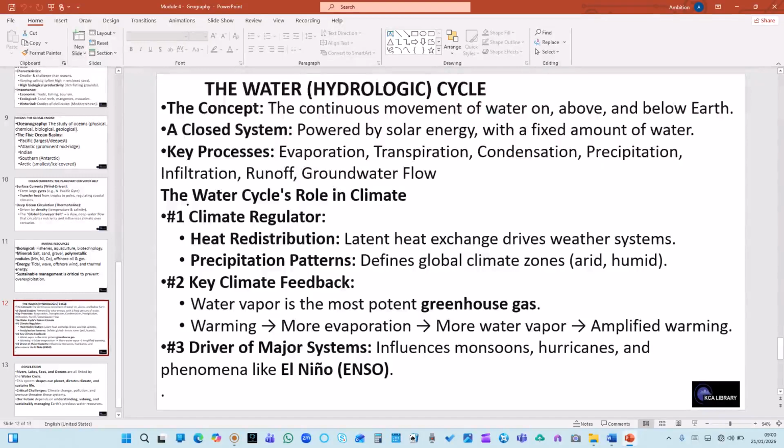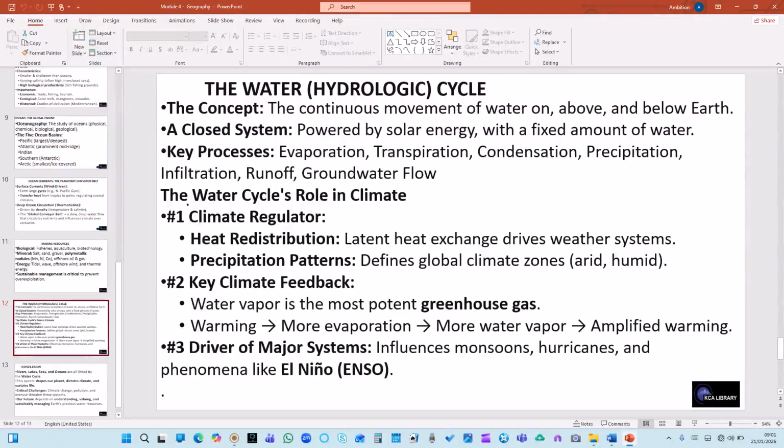Having known that, let us look at the water cycle, that is the hydrological cycle. By way of definition, the hydrological cycle may be defined as the continuous movement of water on, above, and below the earth. It simply means the process by which water passes through a cycle and reforms. So water undergoes a series of stages, which could be in ice form, vapor form, and liquid form. This process that water passes through is termed the hydrological cycle. It is a closed system powered by solar energy with a fixed amount of water.